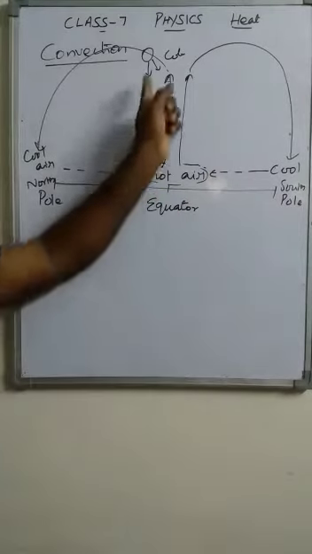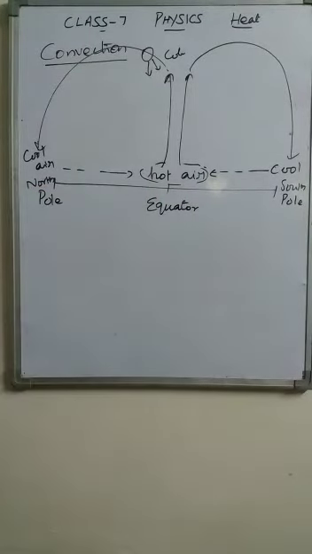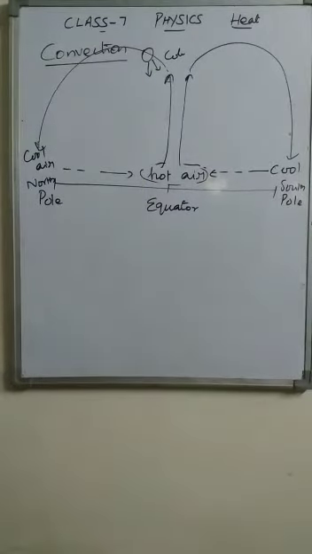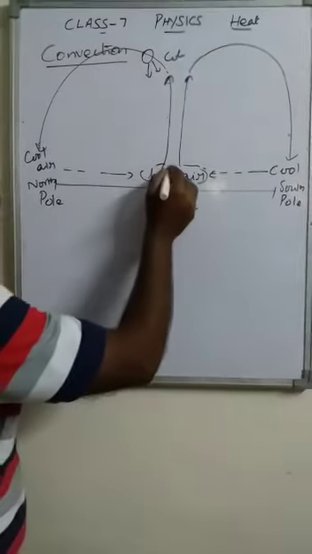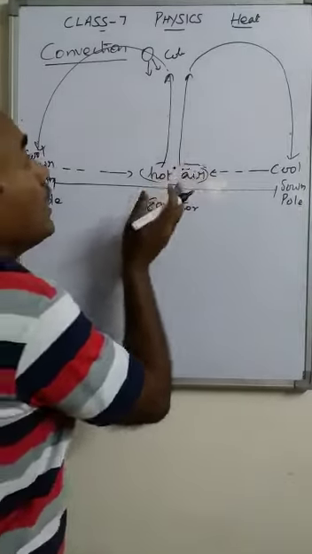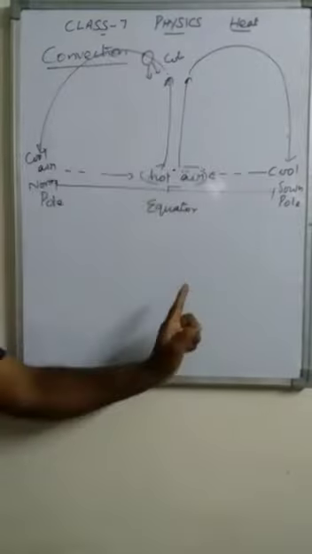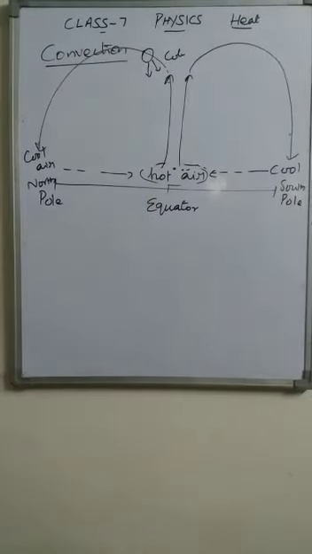Here you can see that the heat is transferred from hot to cold. In this transfer also, the air particles move from the hotter place to the colder place. So the convection process takes place.